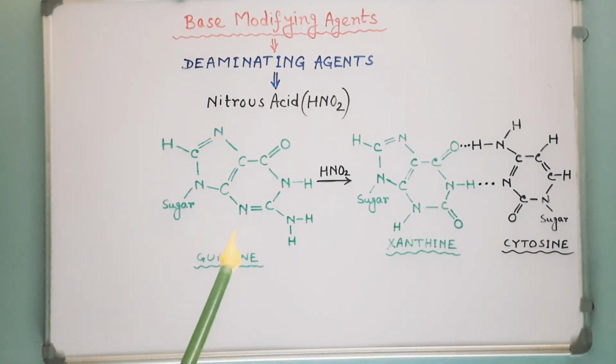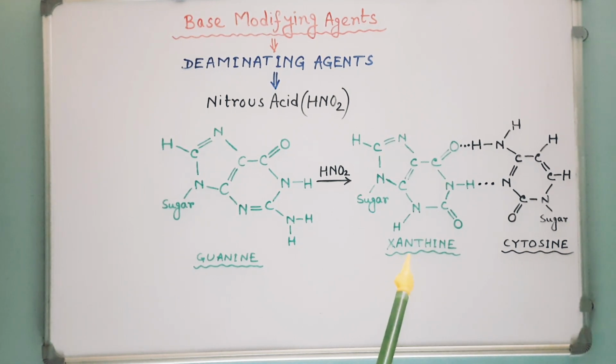Deamination of guanine produces xanthine, but xanthine, just like guanine, base pairs with cytosine. Thus, the deamination of guanine is not mutagenic.